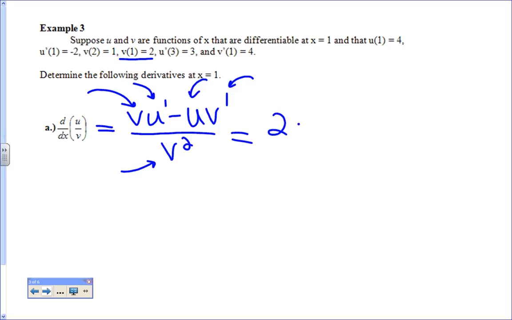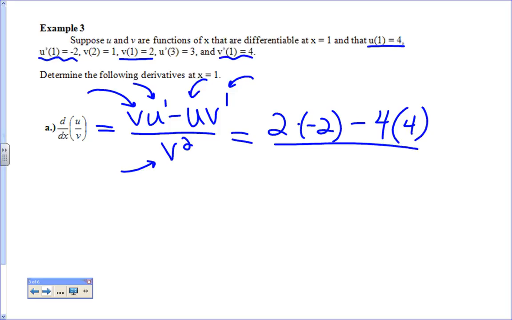Times u prime of 1 is negative 2, minus, what's u of 1? 4, right there, times v prime of 1 is 4. Right, did we see that one? All over v of 1 squared. Where's v of 1 again? V of 1 is 2. So 2 squared.